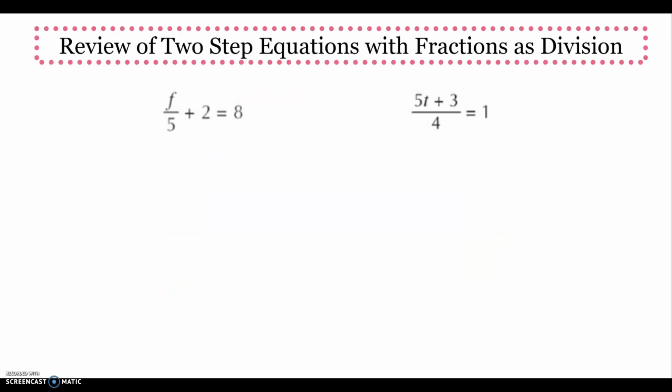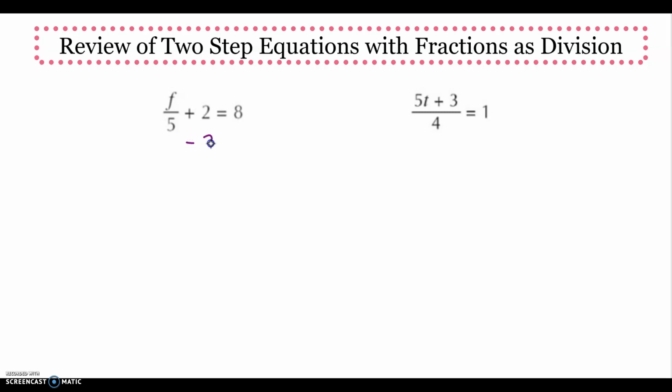We're going to start with a little bit of a review on two-step equations. When we talk about two-step equations, that just means that you have to solve two steps in order to find your variable. With this one, we have f over 5, which means f divided by 5, plus 2 equals 8. Looking at the first equation, we're going to start with any addition or subtraction because we're really following PEMDAS backwards when we're undoing an equation trying to solve for that variable.